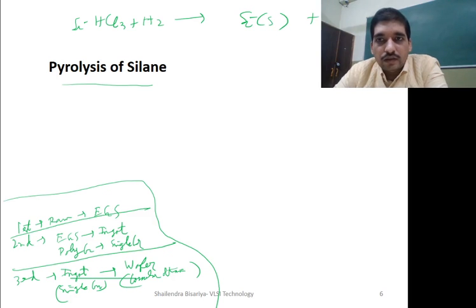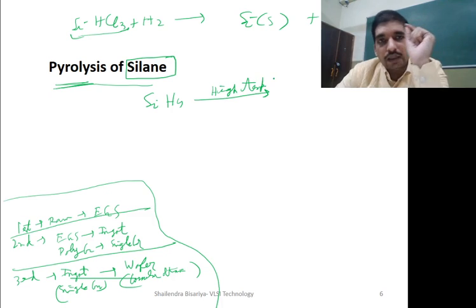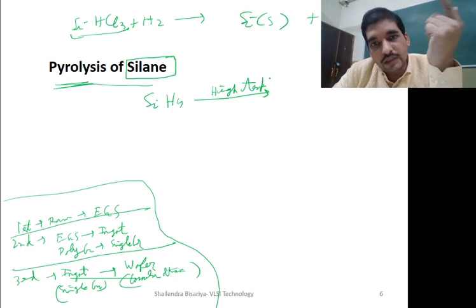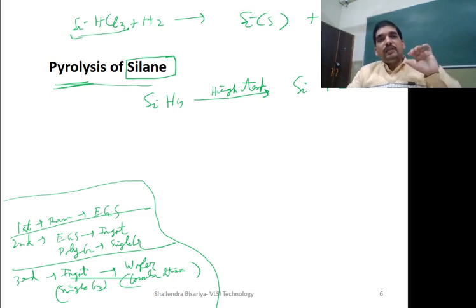Instead of using this trichlorosilane, we can use silane gas, and that process is known as pyrolysis of silane. What is that process? Silane gas SiH4 automatically decomposes at high temperature into silicon, and hydrogen gas emerges out. So this is comparatively a simple process known as pyrolysis of silane.